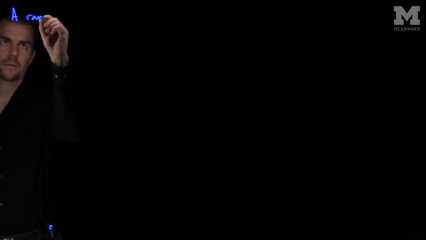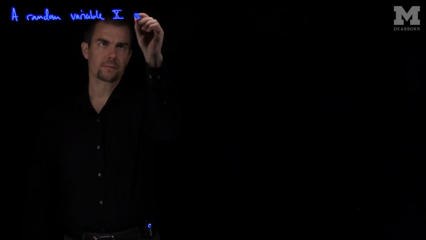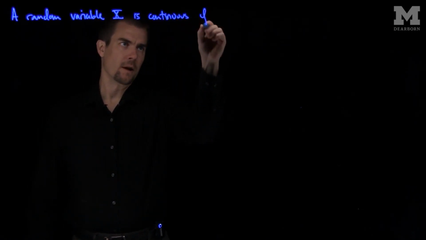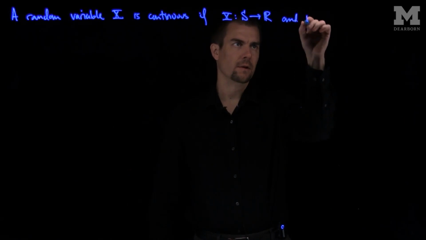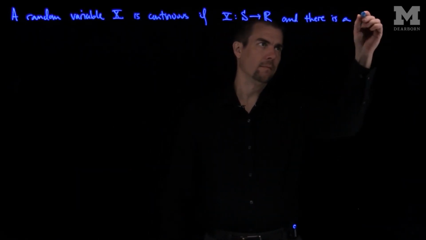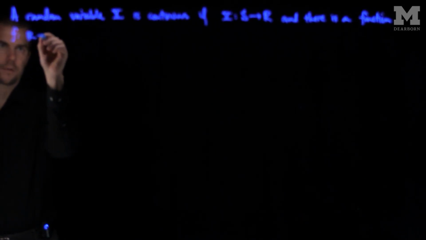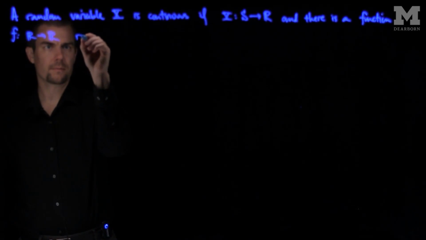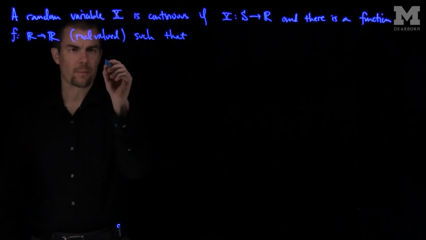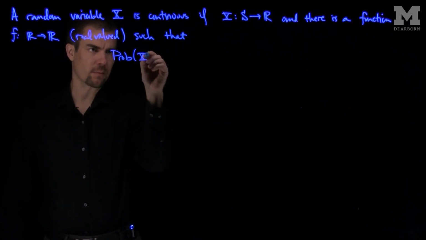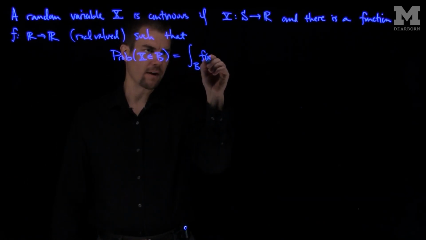A random variable X is continuous if X maps a sample space into the real numbers, and there is a real-valued function f mapping R into R such that the probability that your random variable is in a set B is the integral over that set B of f of x dx.